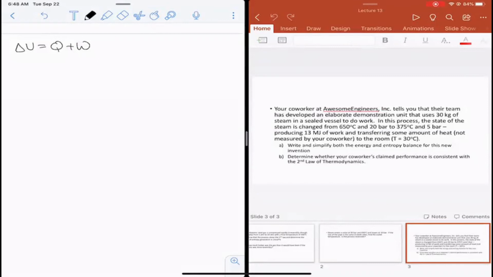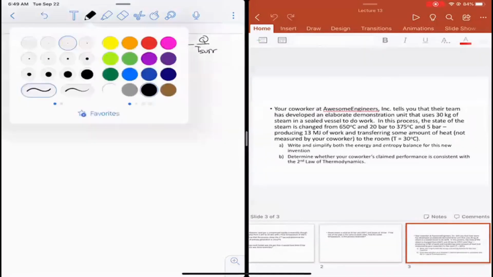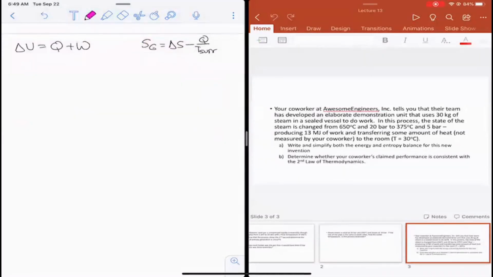So now if we write down the entropy balance, we know that the generated entropy is equal to delta S for the system minus Q divided by T surroundings. And we're asked here to determine whether it's consistent with the second law of thermodynamics, which really just asks us, is that term, again, greater than or equal to 0? So we can't get rid of that because it's something we're going to calculate.